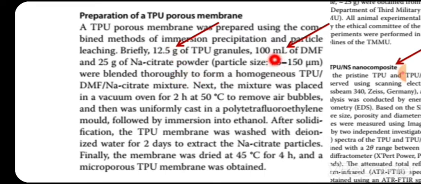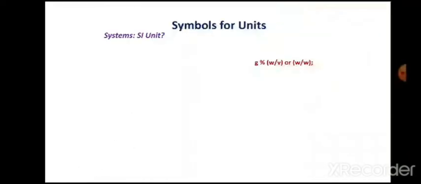Here milliliter, you can see how it is written: small m, capital L. This should be used homogeneously throughout your write up. This is very important. Then micrometers, degree Celsius, etcetera. So symbols of units are very important components of the scientific writing part.